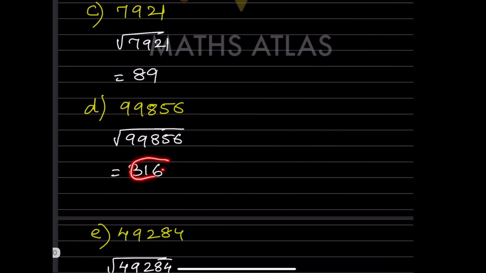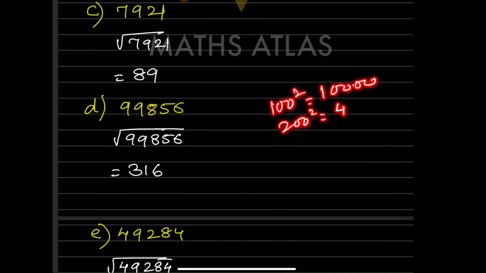Again for this one also, since this is a big number, we can just see that 100 square is 10,000. So 200 square will be 4, and we have to put 4 zeros. 1, 2, 3, 4. That is going to be 40,000. 300 square is going to be 90,000. And 400 is going to be 1,60,000. So it will be in between 300 and 400. So we are going to see here.